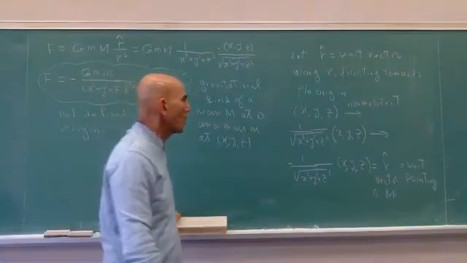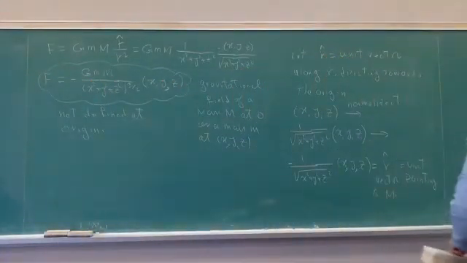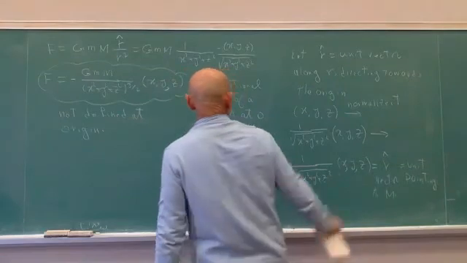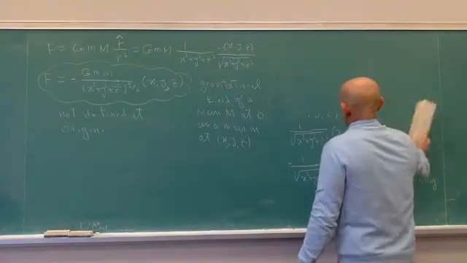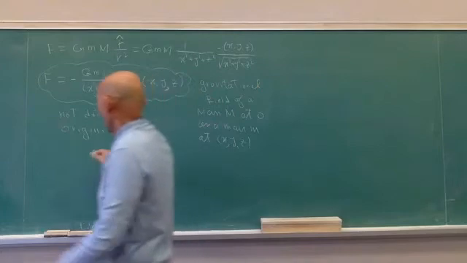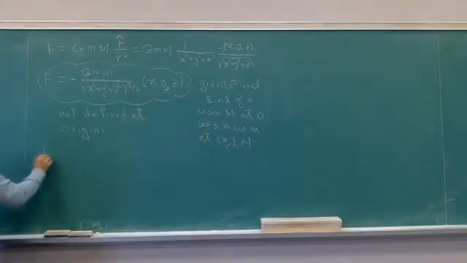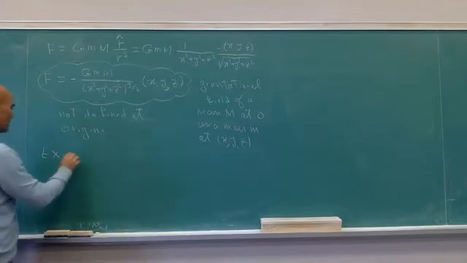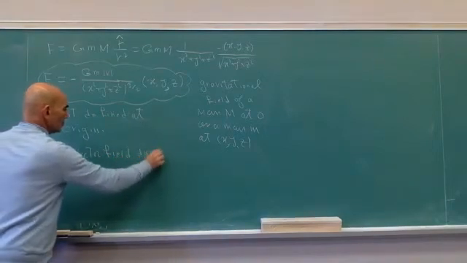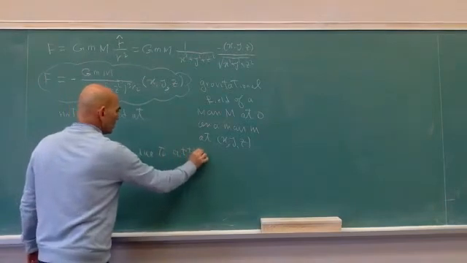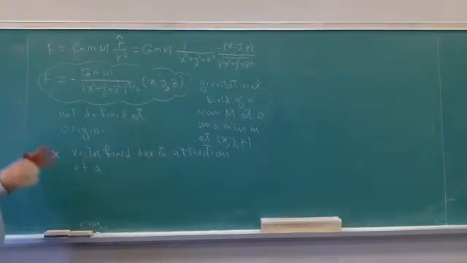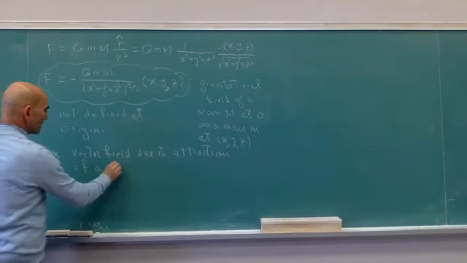So that's just one simple vector field that's defined by a point mass at the origin. Now you can imagine if you have a distribution of mass. So here is example 3: the vector field due to attraction of a distribution of mass in space.